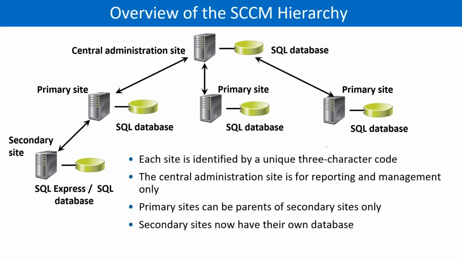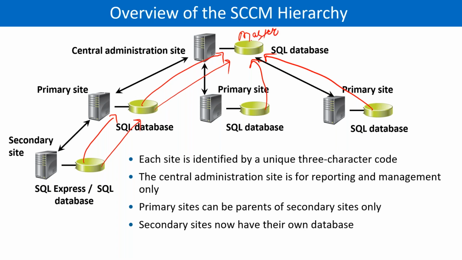Now the database replication happens from downward to upward like this. So the secondary site database will be replicated upward to the primary site database, and from primary it will go to central. So the central administration site will be the master database.